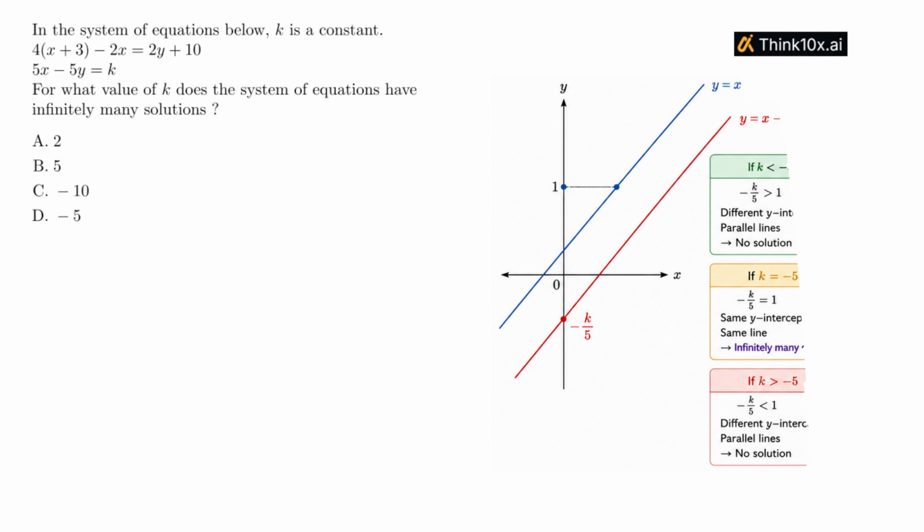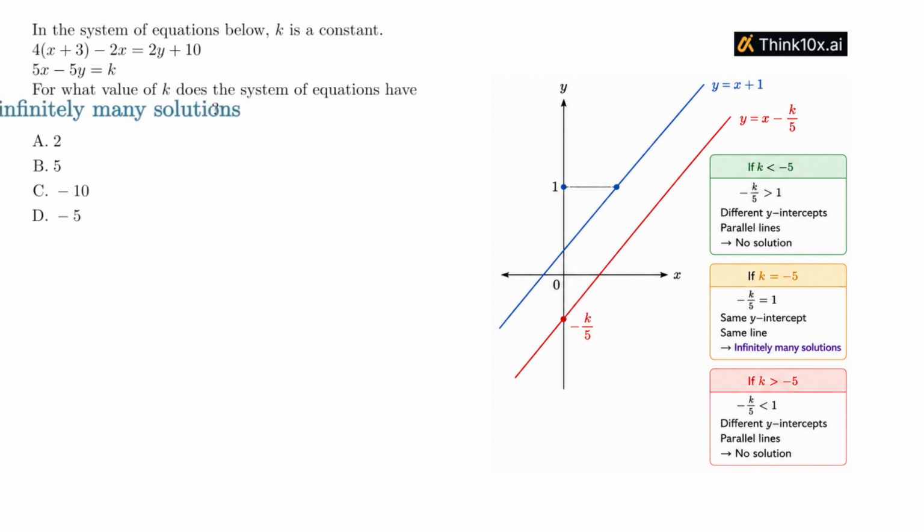Let's read this carefully. We have two equations, and k is some constant we can choose. Our goal is to pick k so the two equations describe the exact same line, because that's when a system has infinitely many solutions. This tells us the two equations must be the same line, not just crossing once. We'll choose k, so this second equation matches the first one. And here are the answer choices we can test our final k against.